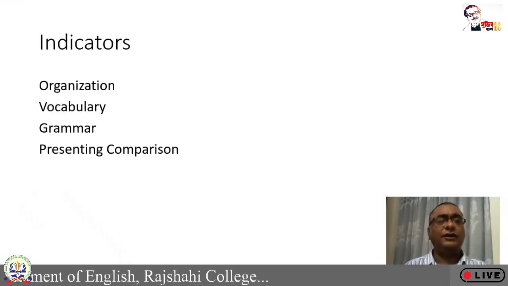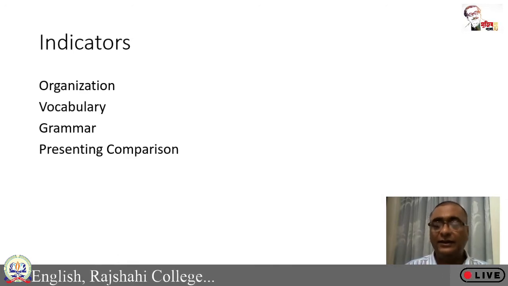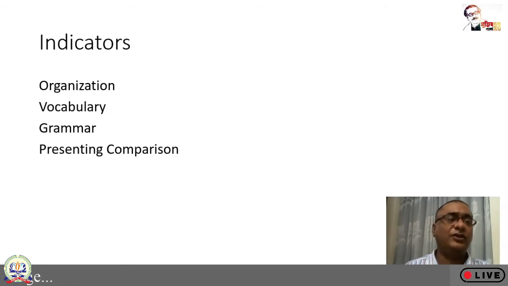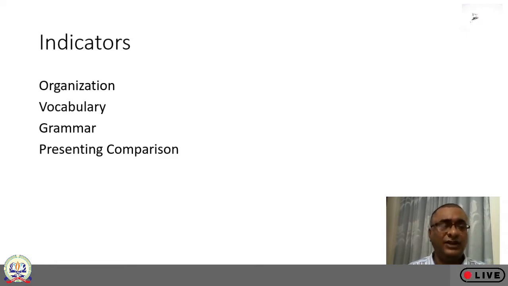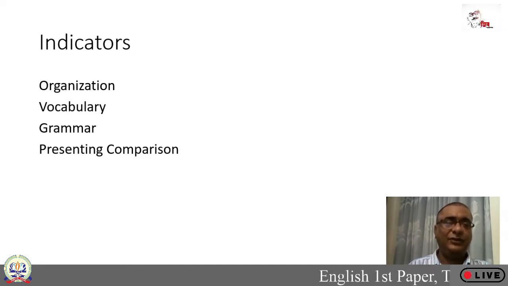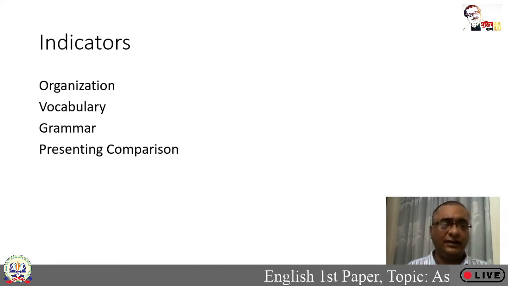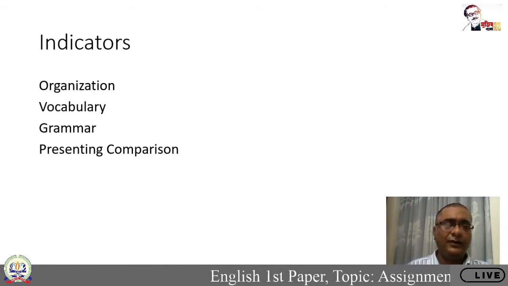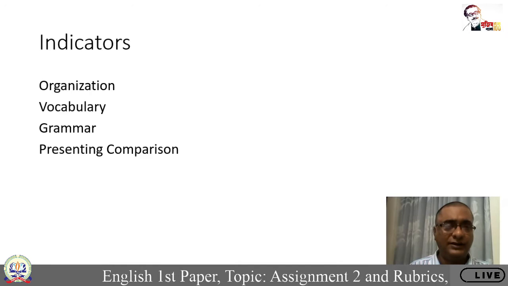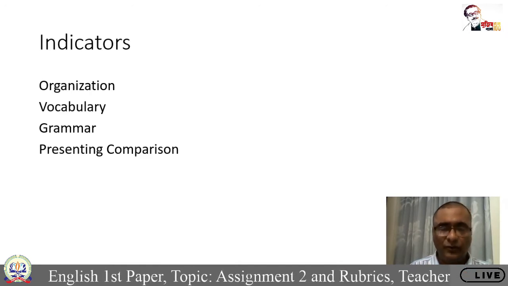I was talking about rubrics and indicators. I will discuss rubrics and marking scheme. Before that, I was talking about the indicators in terms of which your essay will be judged. Now, dear students, as I was saying, you have to remember that your essay will be judged under different criteria, under different indicators. Why? And what is the necessity of rubrics, and what is the marking scheme?